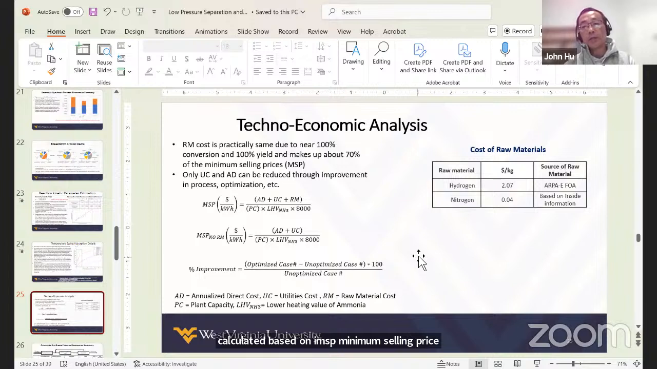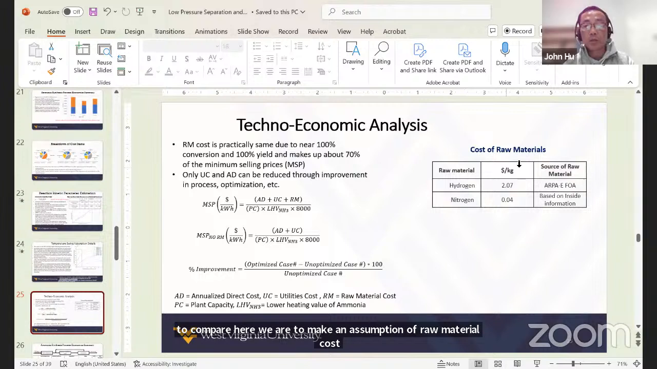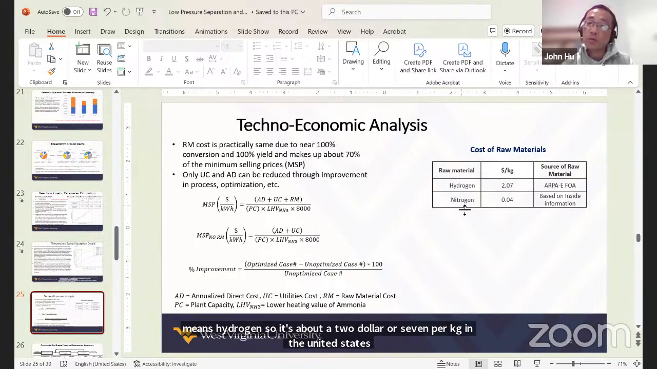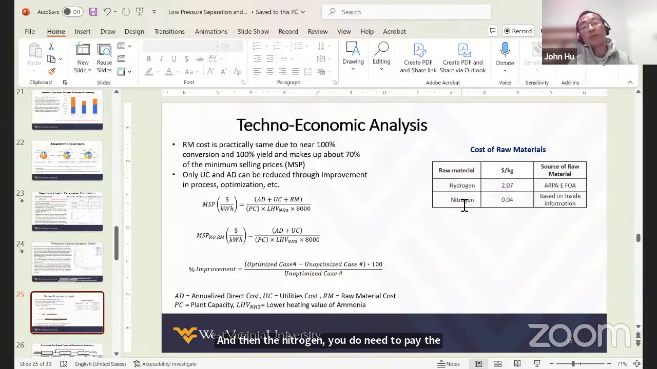Here, we have to make an assumption of raw material cost. RM means raw material cost. Raw material cost means hydrogen, which is about $2.07 per kg in the United States. And then nitrogen: you do need to pay the nitrogen price. In your economic analysis, either you buy nitrogen from somewhere, or you build the so-called air separation, so you don't have to pay for nitrogen, but you have to pay capital. Follow me?